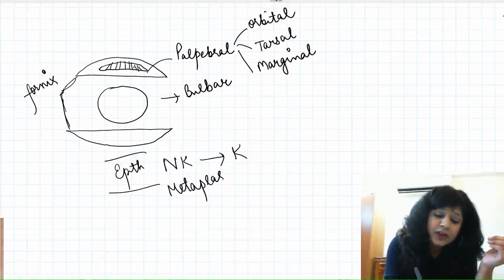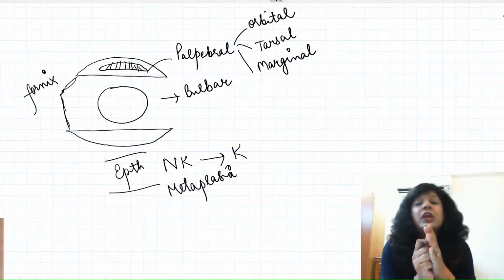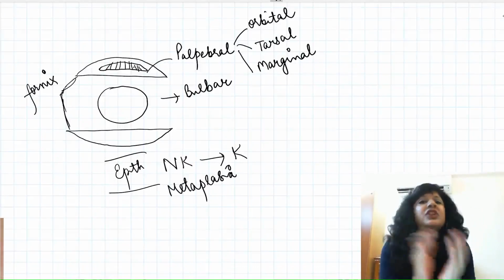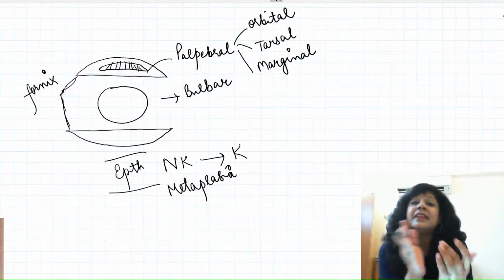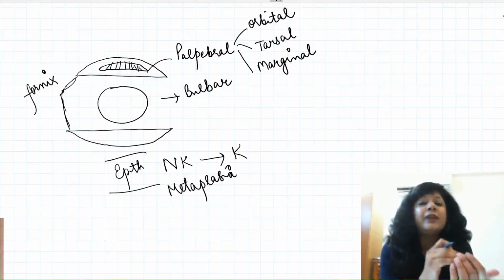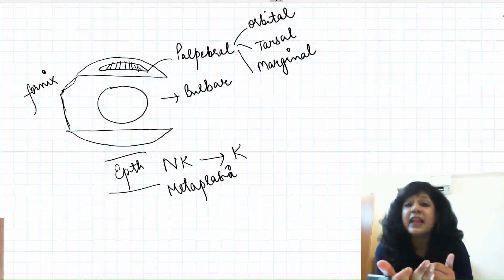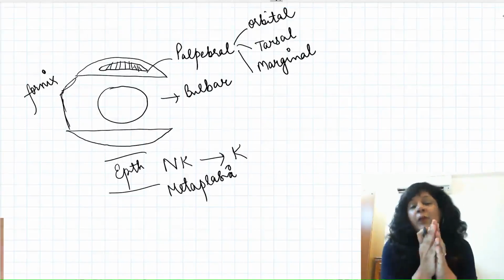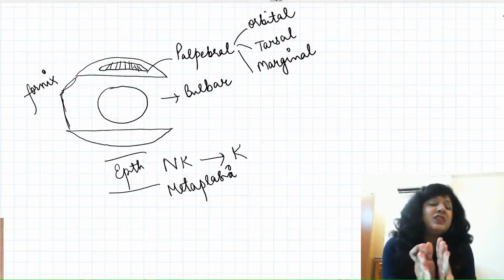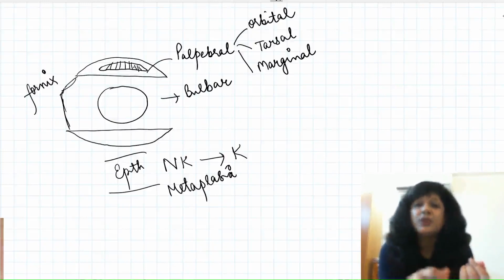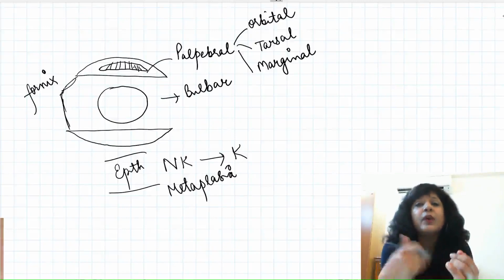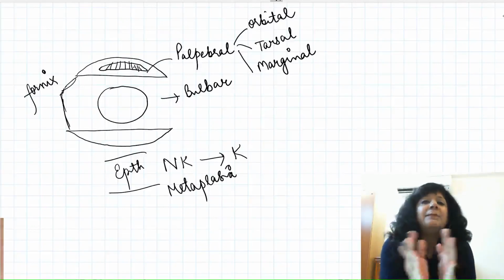Now you must be knowing this from your pathology knowledge, that metaplasia means a change of epithelium. Now here what is happening? There is keratinization of the epithelium. From non-keratinized, it is becoming keratinized due to the deficiency of vitamin A. So what are the changes that take place in vitamin A deficiency? I can say keratinization, hyperkeratosis, or I can say there is a metaplasia.